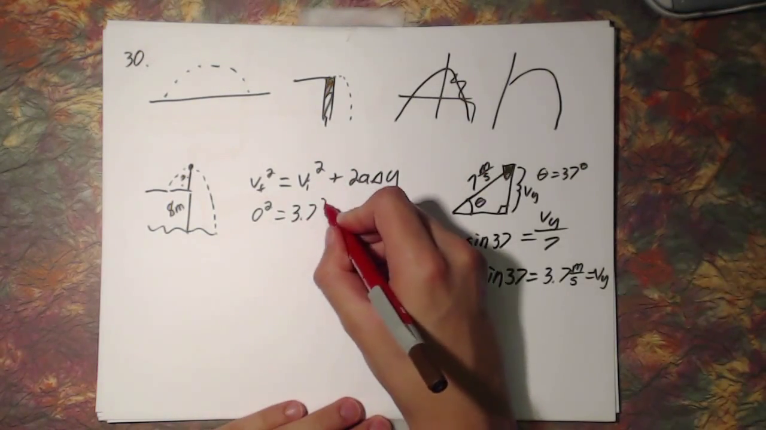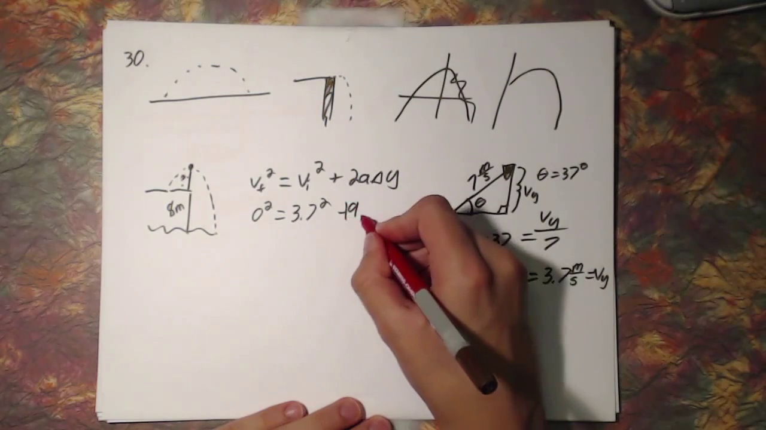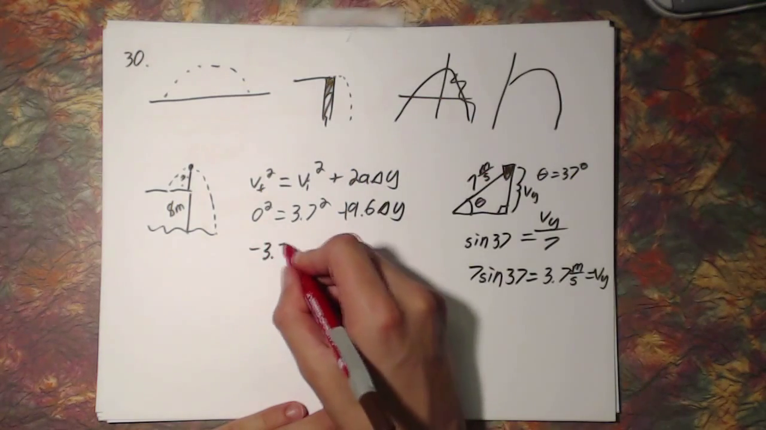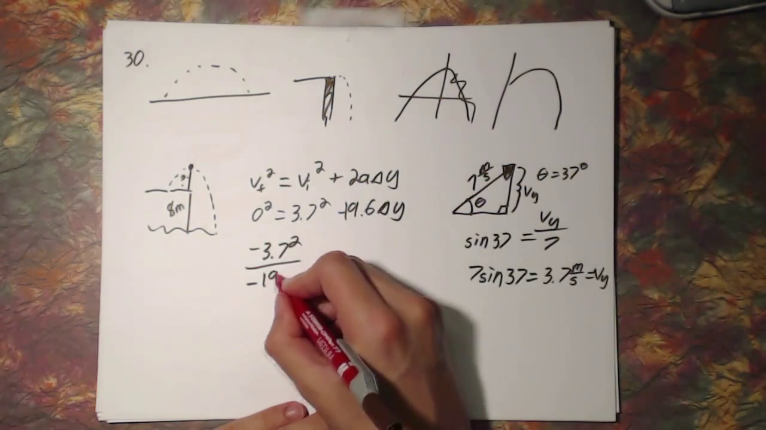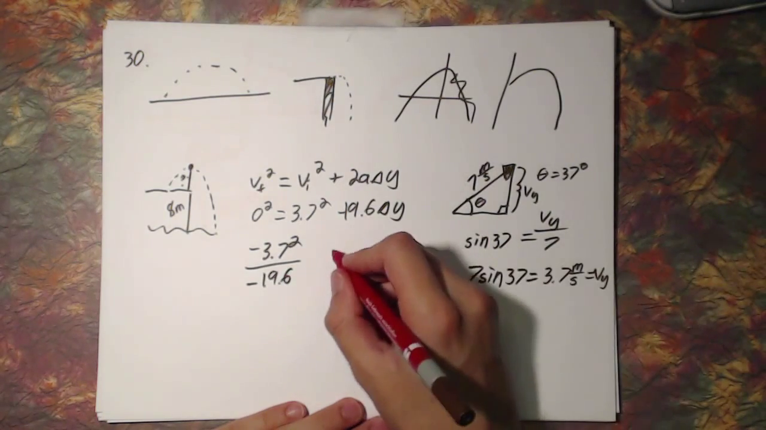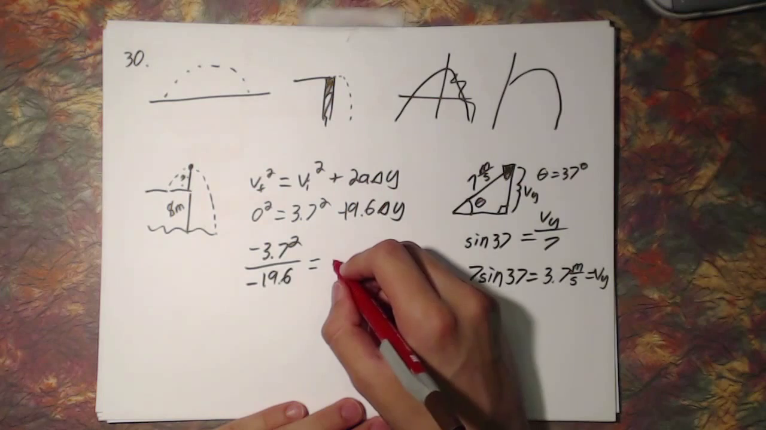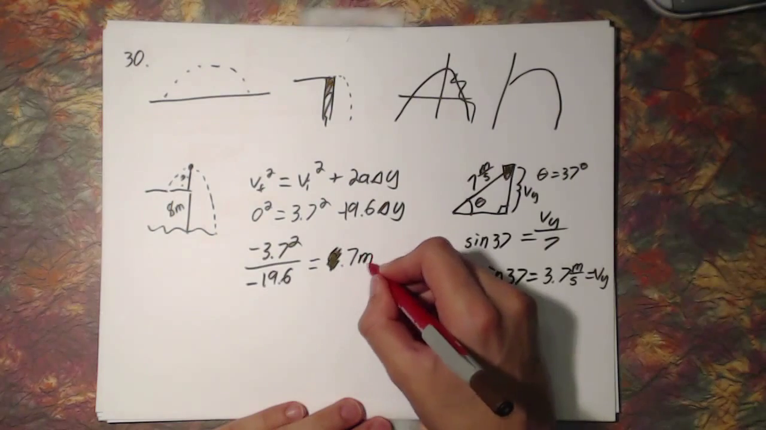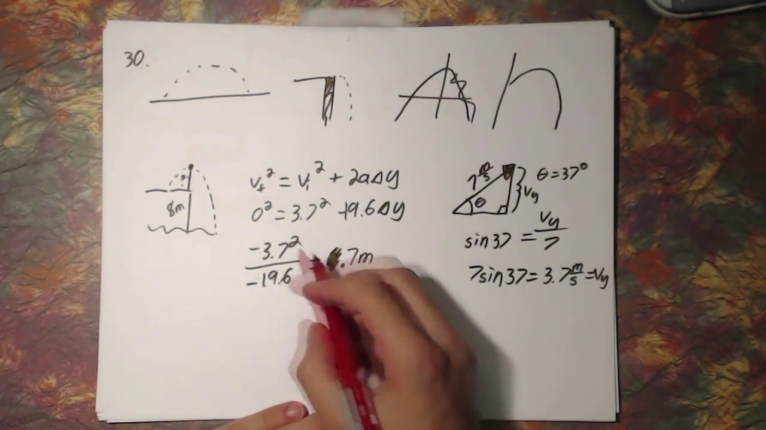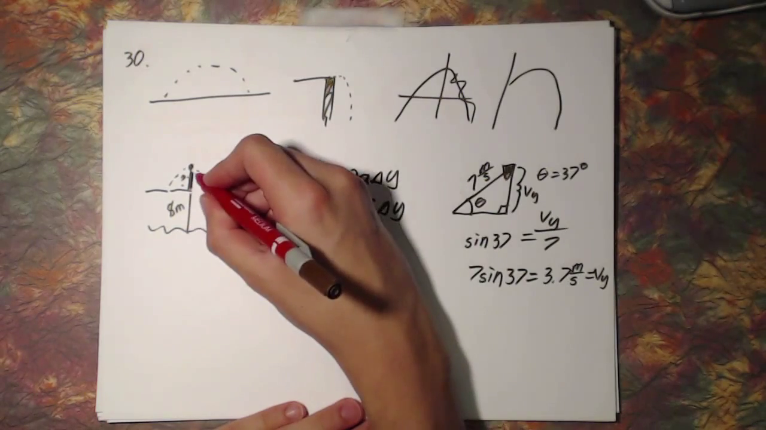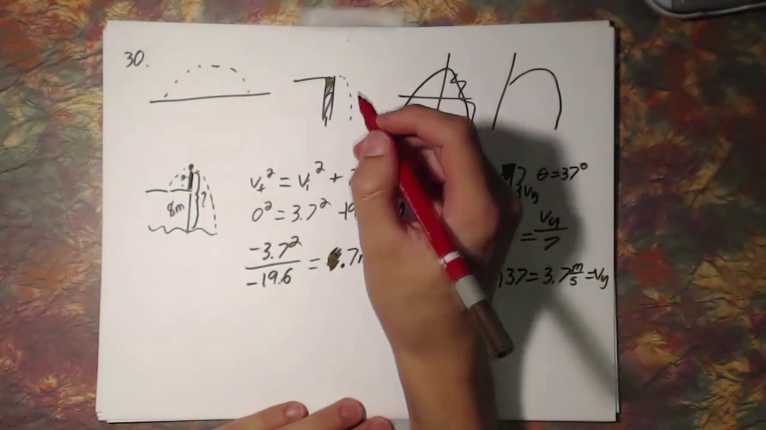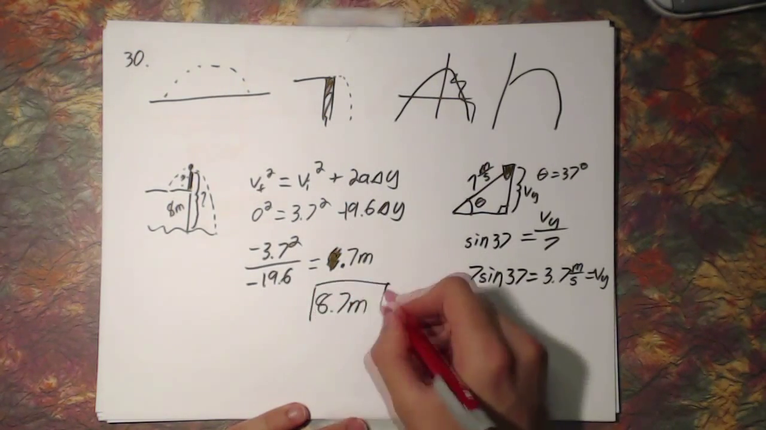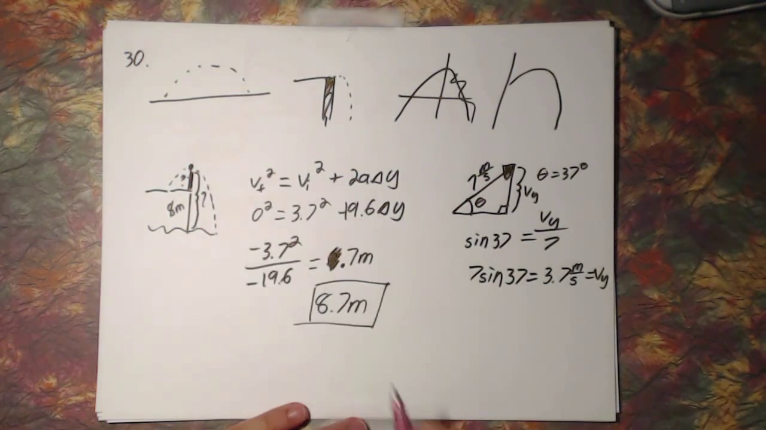So this is going to be 3.7 squared plus 2a, where a is negative 19.6, not 9.6, times delta y. So subtract it over. Plug that into your calculator and you will get 8.7 meters. Oh, no, sorry, 0.7 meters. And then when you add, so that's this distance, and it's asking for the total height above the river, which is going to be this plus this distance, and that's your 8.7 meters, which is the maximum height up here.